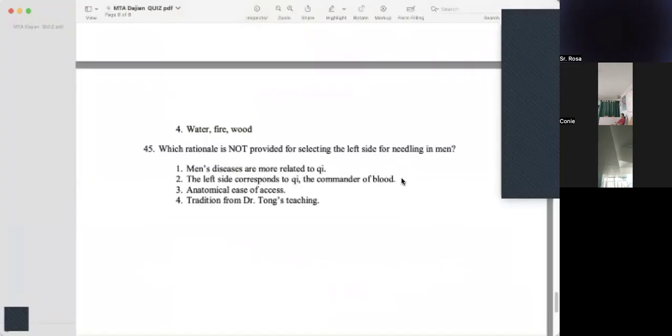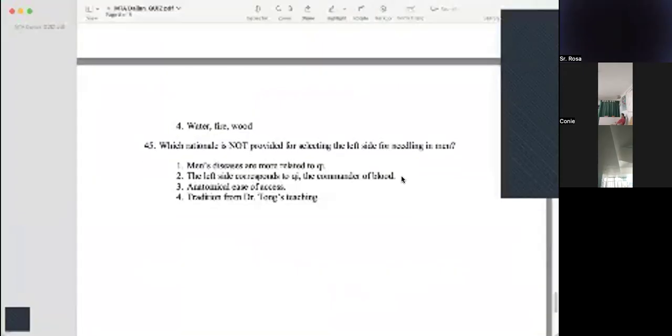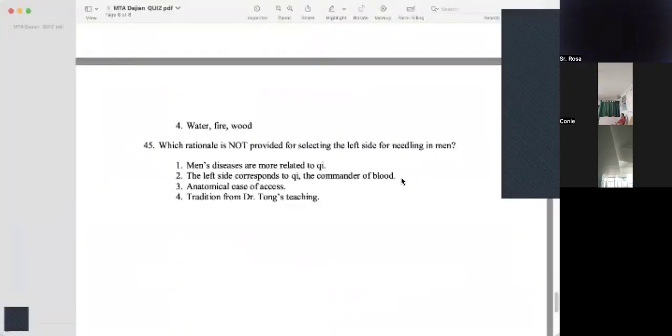Which rationale is not provided for selecting the left side for needling in men? Number 3, anatomical ease of access. Yeah, that is not the rationale, no? Men's diseases are more relatable. Okay. Do you agree with that? Is that your answer also, Ma'am Trix? Yes, Doc. Anatomical ease of access.